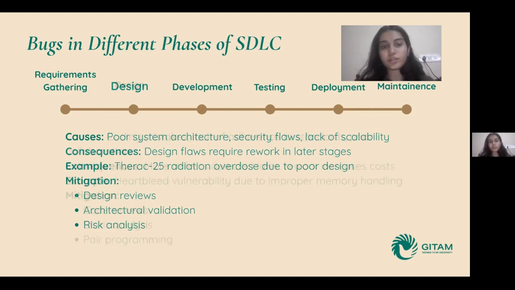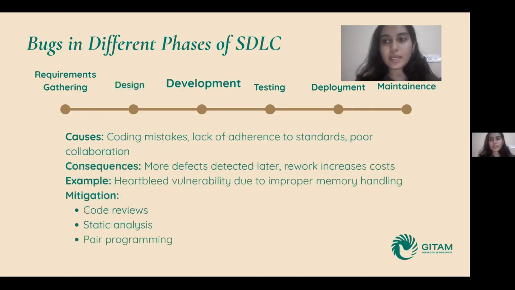Then moving on to the development stage, now that you've designed a perfect architecture, is the development part where you implement the code. Here, the bugs are very self-explanatory. It can occur in the form of coding mistakes. It can also occur if the developers do not practice proper standards, and it could lead to a poor quality of code.